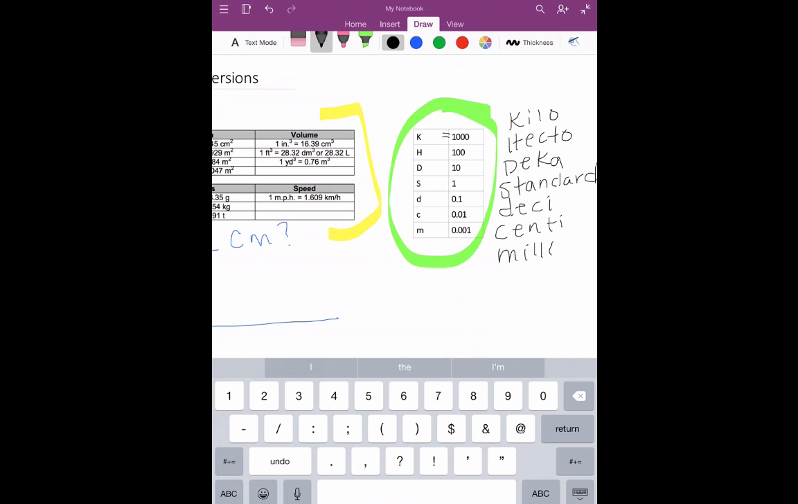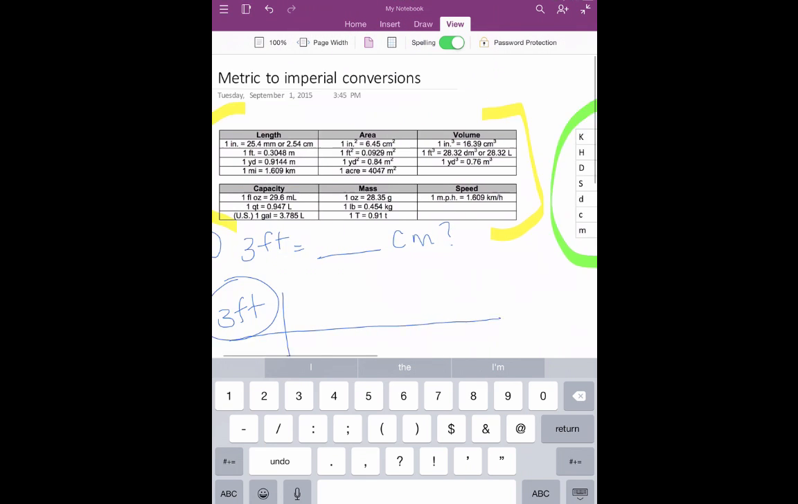This right here, 1 kilo equals 1,000 standard units. 1 hecto equals 100 standard units. So all of these, 1 is equaling the standard unit. Let's shuffle over here to our problem.